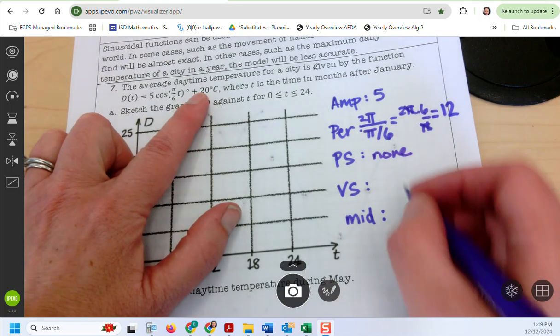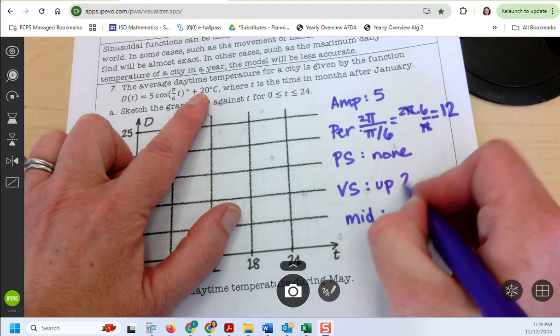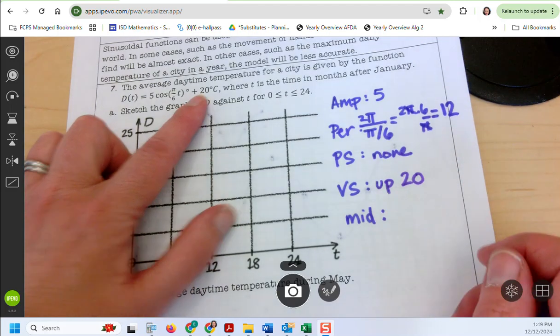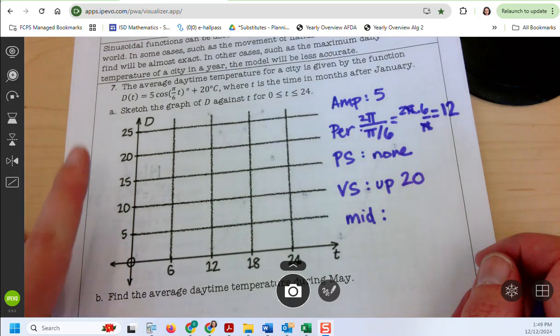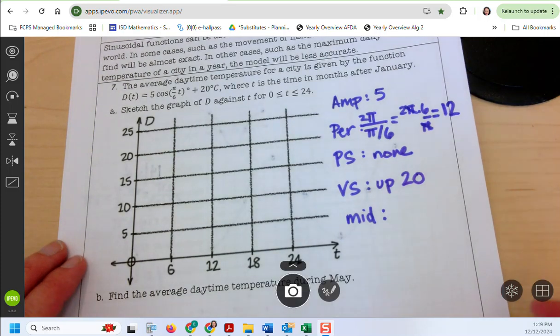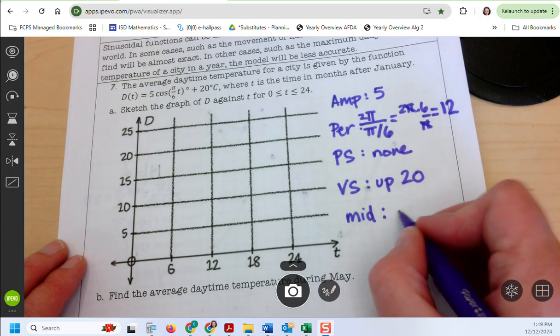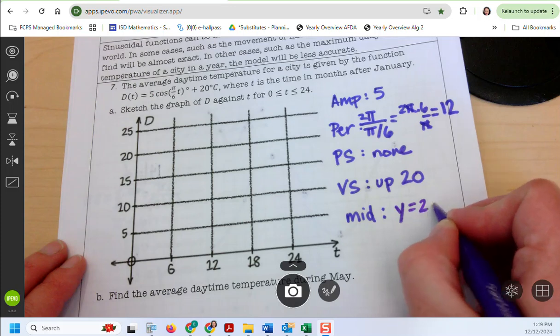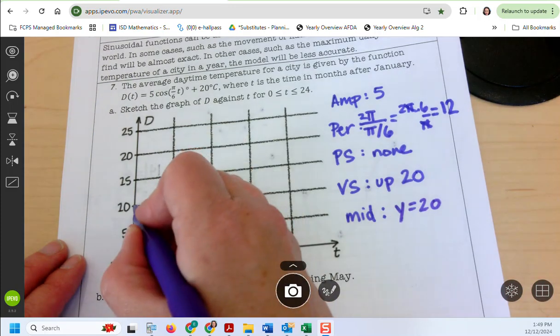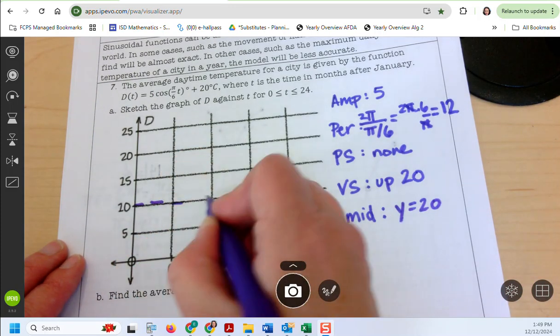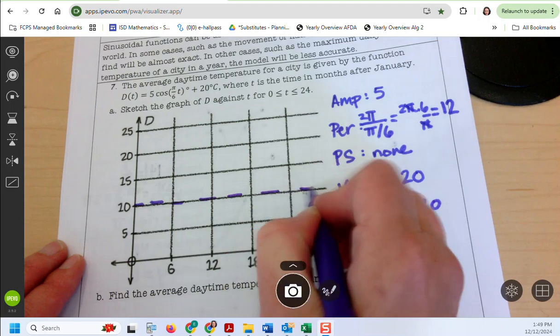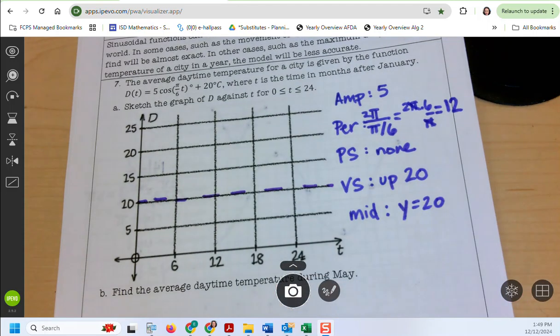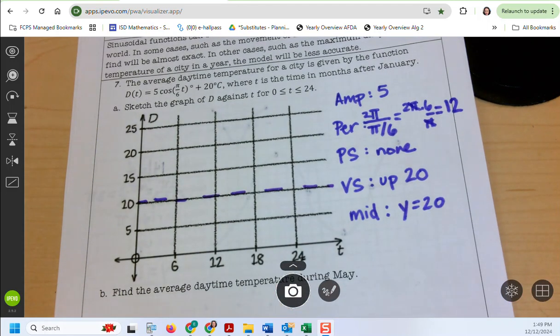And your vertical shift is up 20. So I guess it's the D that is the temperature, right? Okay. The midline then is y equals 20. So I'm going to start by drawing the midline. Oh, it is 10. Thank you. It looked like a 20 to me.